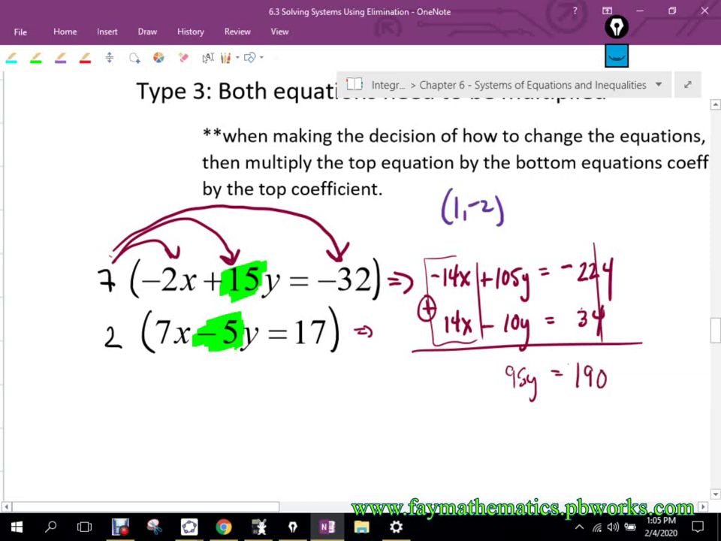Okay, now it's going to be negative, right? So when I divide both sides by 95, I get y to be negative 2. Is that the same y value that we got the first round? Yes. Now plug that back in. I can plug back into any equation I want.